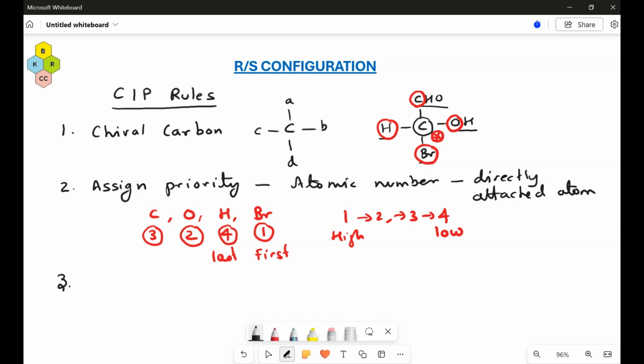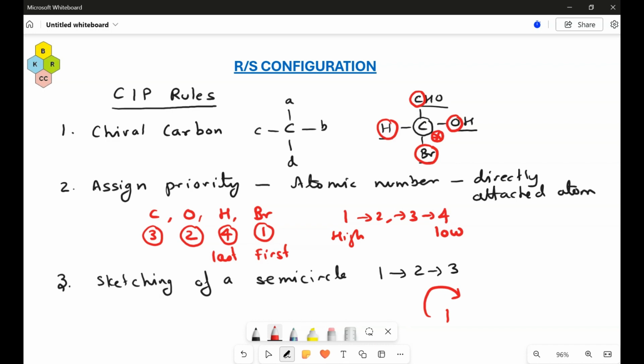The third step involves the sketching of a semicircle. How should I sketch the semicircle? The semicircle should be sketched from 1 to 2 to 3. If this semicircle takes a clockwise rotation, it is known as R configuration. If the semicircle takes the anti-clockwise rotation, it is known as S configuration.